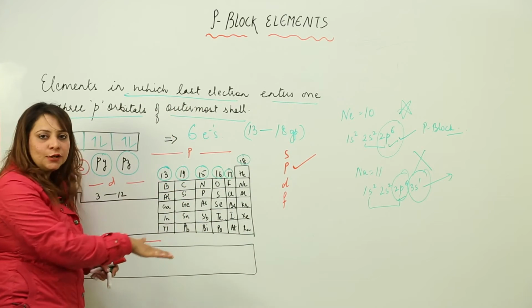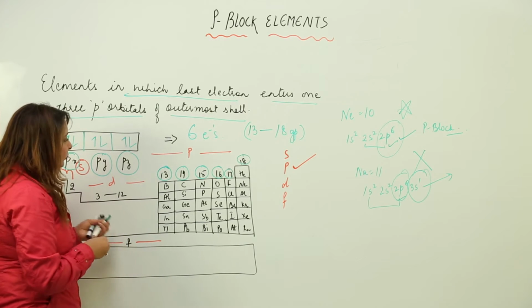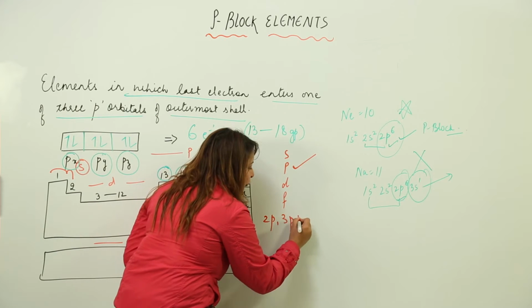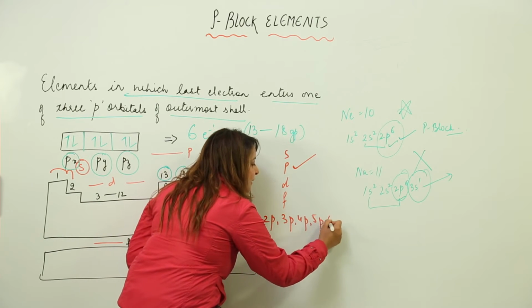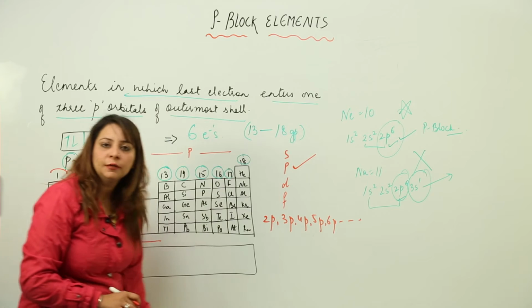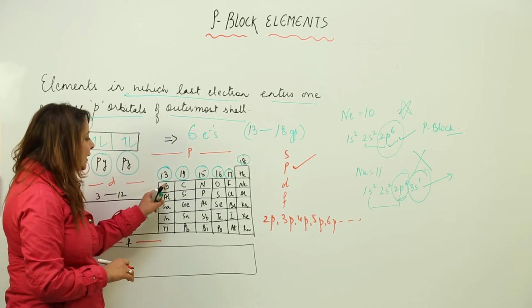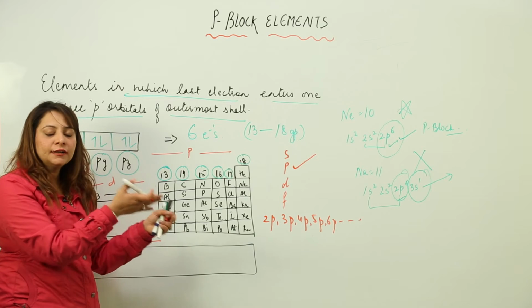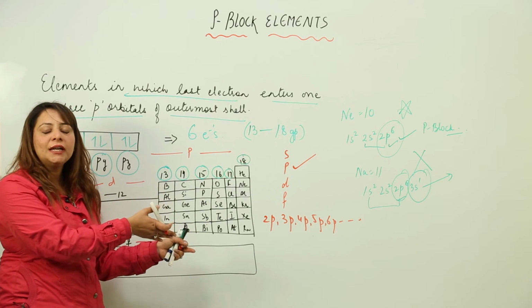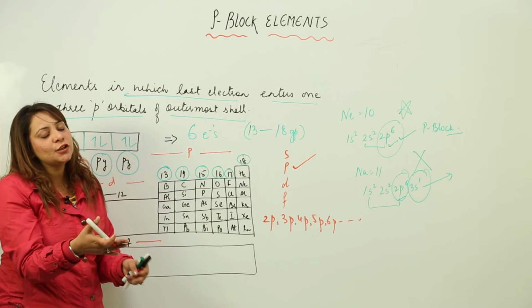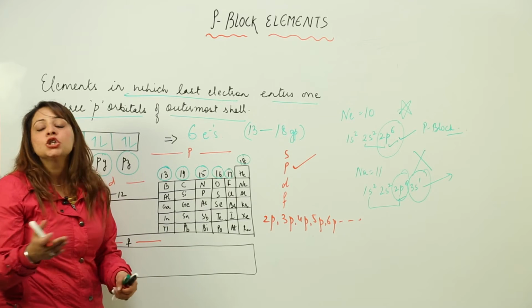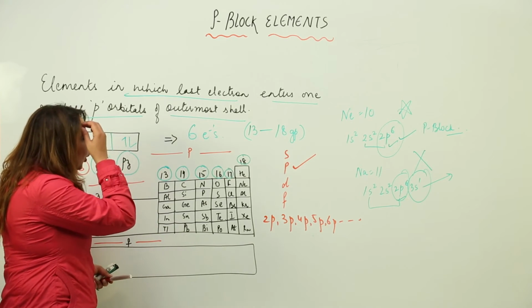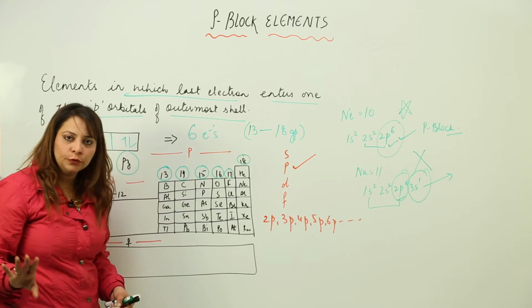So this is our 13 to 18 group, and in this the filling of 2p, 3p, 4p, 5p, 6p orbitals is taking place with their last electrons. Like in this the last electron enters the 2p, then it goes on increasing. So in one group the last shell is 2p, in another the last shell is 3p, in another it is 4p. So like this the filling of electrons is being done here. So this is the 13 to 18 group, got it?